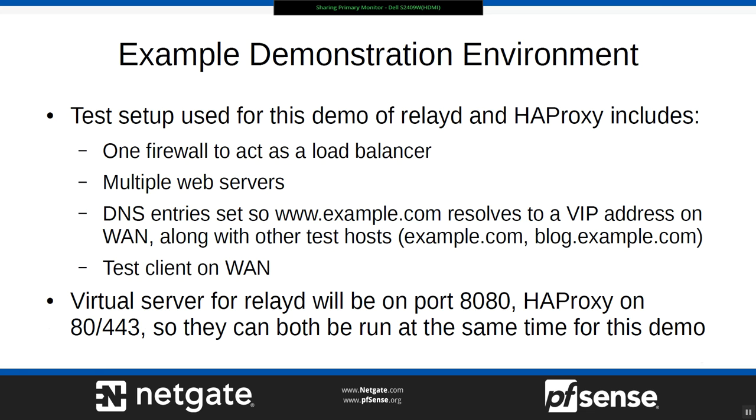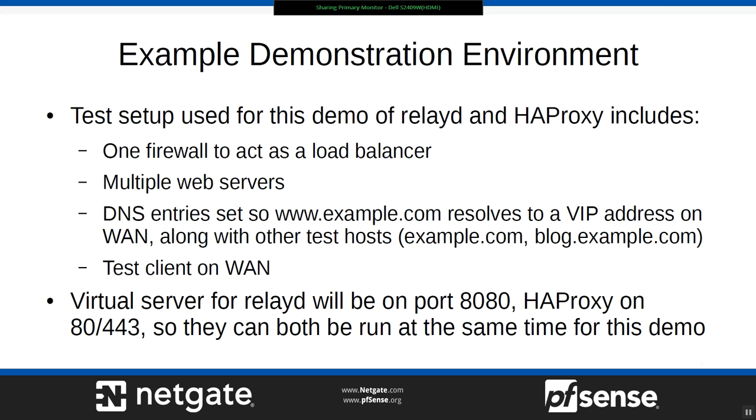I've got DNS entries set so that multiple host names like www.example.com and example.com and blog.example.com all resolve to a virtual IP address on the WAN of that firewall. And I've got a couple of other test hosts, which I'll talk about. And I've just got the test client on WAN, which in this case is just this PC we're doing the Hangout on.